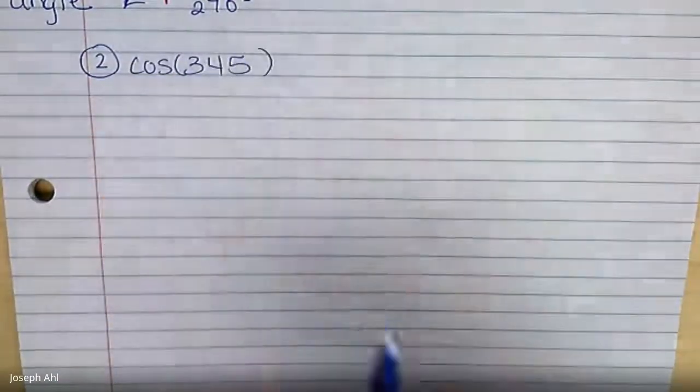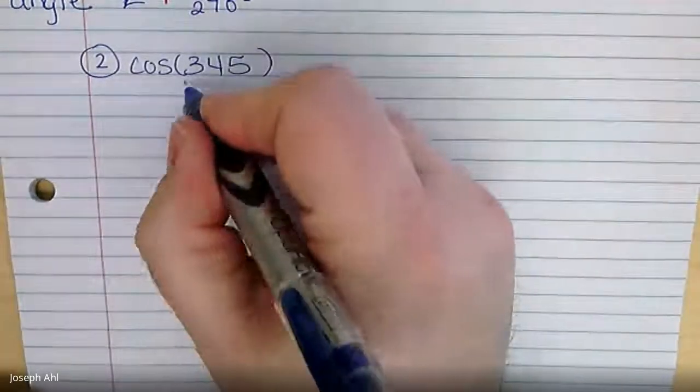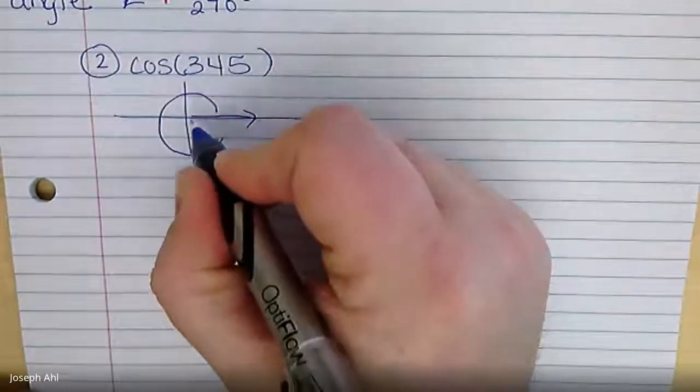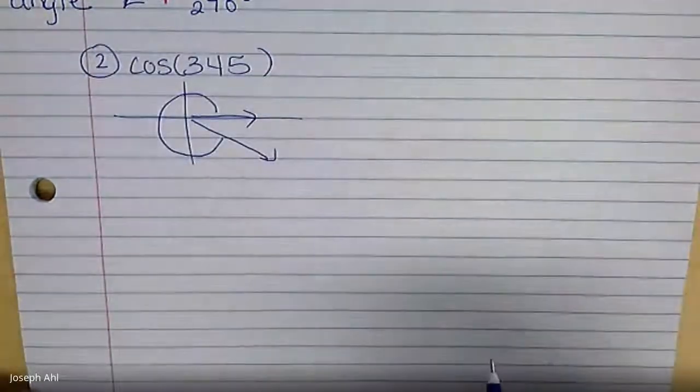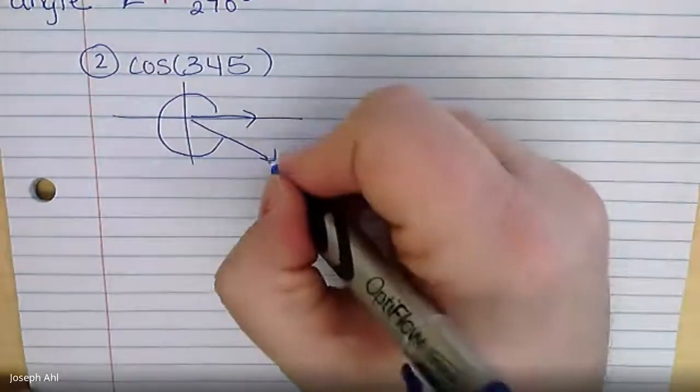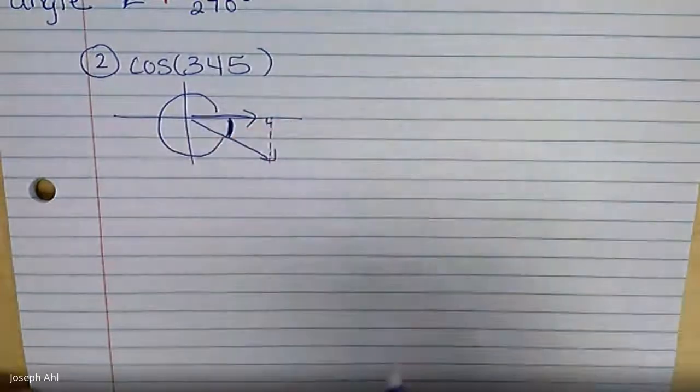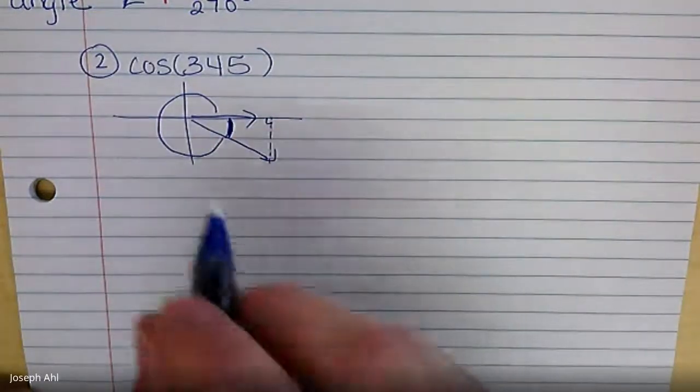First and foremost, let's figure out where 345 degrees is. Okay. 345 is almost a full circle. Pretty close. What I want you to think about is how much more I would need to go to complete the circle, because that's the reference angle that I want you to find.